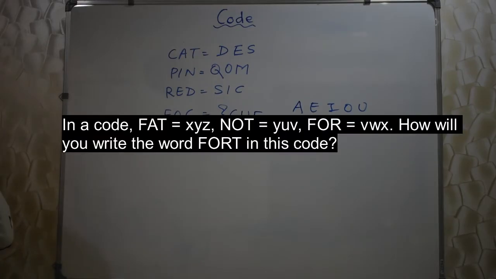Okay. One more interesting sum. Sum will appear on the screen. In a code, FAT is equal to XYZ, NOT is equal to YUV, FOR is equal to VWX. How will you write the word FORT, F-O-R-T, in this code?